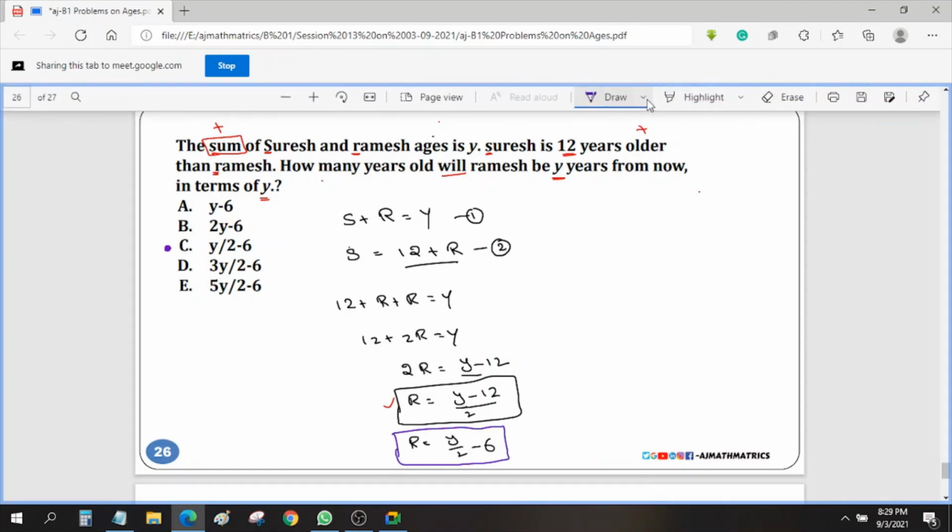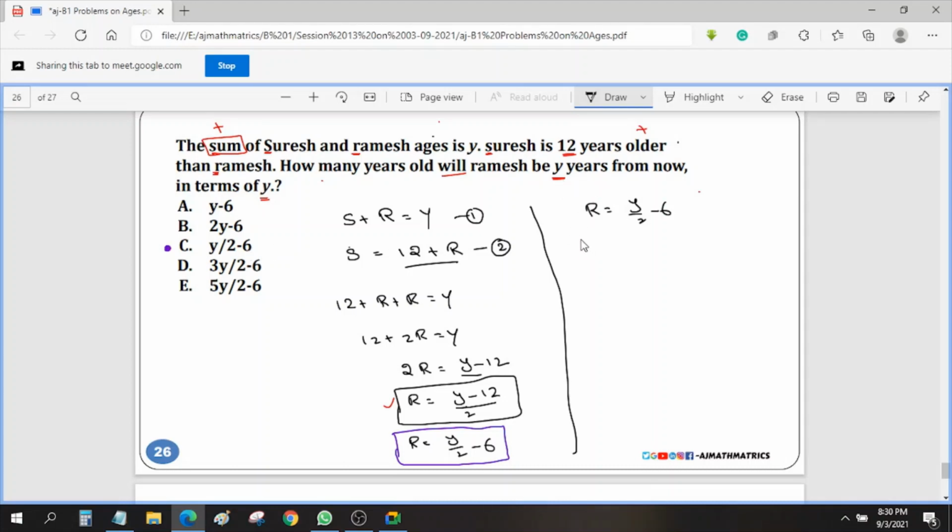Why is it wrong? Because it is asking for Ramesh's age y years from now. So this is the present age of Ramesh. Ramesh's present age is what? Y by 2 minus 6, and we have that option in the options also, but it is not the solution.